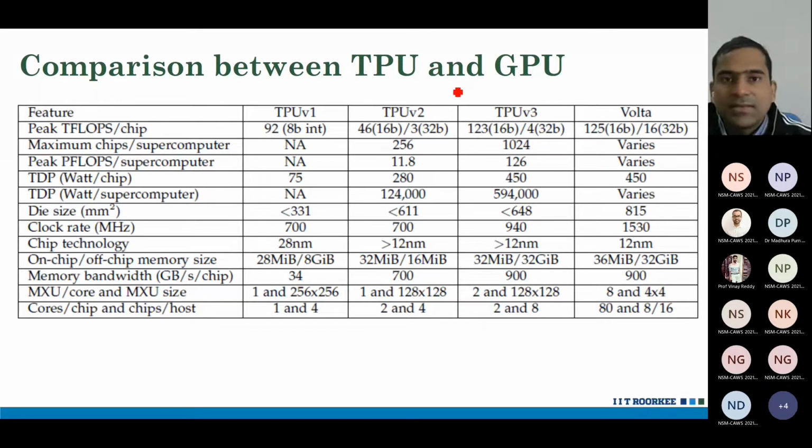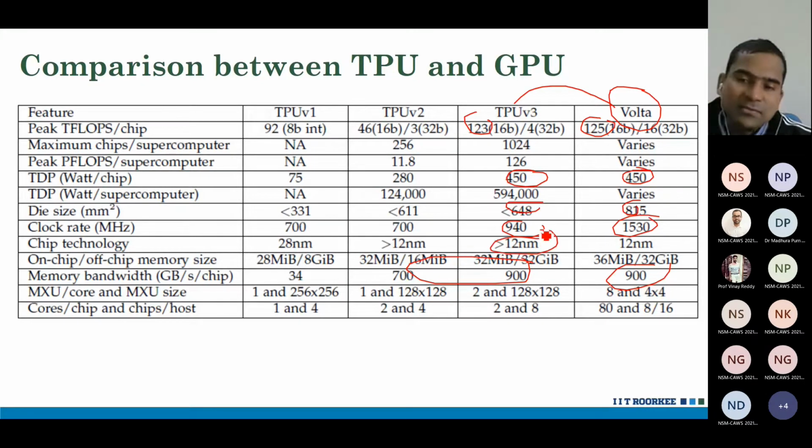And here is the comparison of features. This is a comparison to the Volta GPU, which is of the same time frame. The memory bandwidth here is also very, very high. Here is also very, very high. The peak performance here is 125. Here it is 123. So you can see this is highly comparable. TDP is also easily comparable. Die size, it is much smaller. This is much larger. Clock rate is smaller. Here it is larger. Here it is actually designed in 60 nanometer, I guess. And on-chip, off-chip memory are very much comparable. So you can see this TPU version 3 is very similar to Volta, at least in terms of some of the metrics.